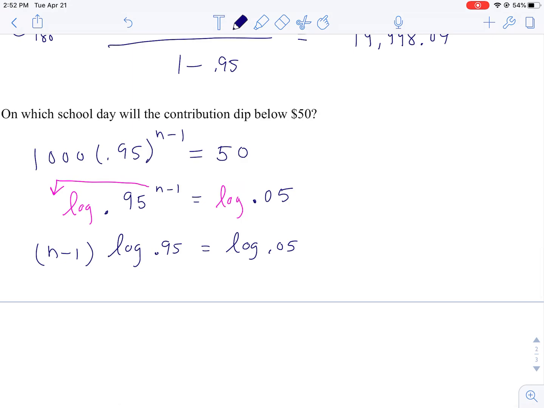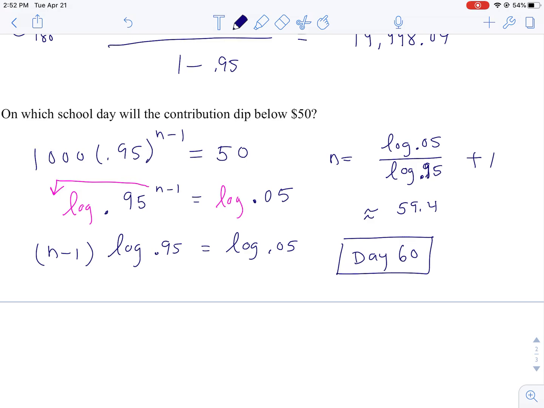I would have to do what? Divide by log of 0.95 and add 1. So n would be log of 0.05 divided by the log of 0.95, plus 1, which would be about 59.4. So finally, by day 60, his contribution dips below $50. Okay, I hope that was helpful. Just some review.